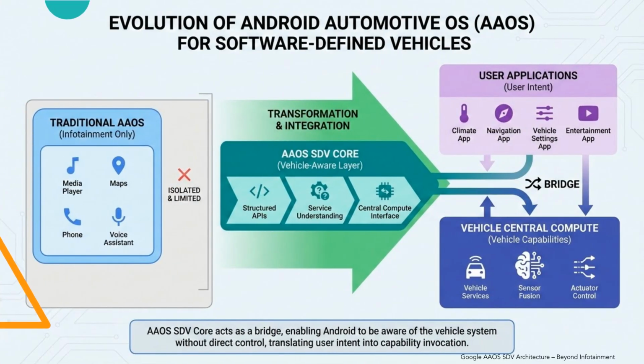To align with this transformation, Android Automotive OS needed to evolve. Remaining limited to infotainment would isolate it from the core vehicle platform. Google introduced AAOS SDV Core, a new layer inside Android designed to understand vehicle services, interface with central compute, and provide structured APIs to applications. This allows Android to become aware of the vehicle system, not just the user interface. It does not control the vehicle directly, but acts as a bridge between user intent and vehicle capabilities.